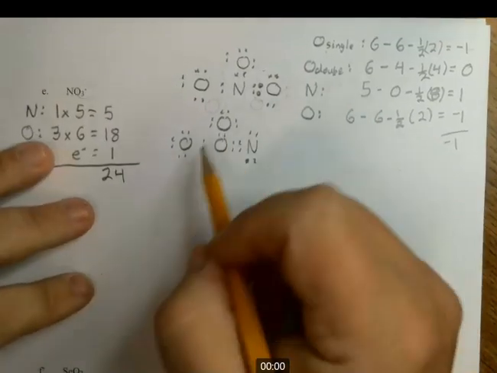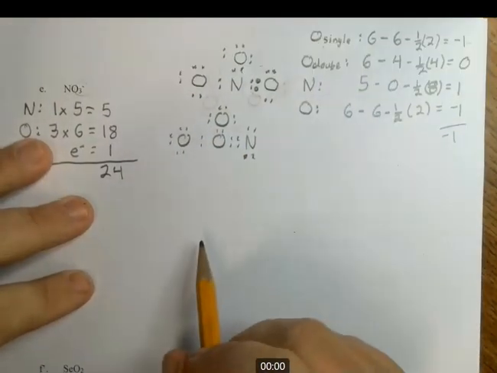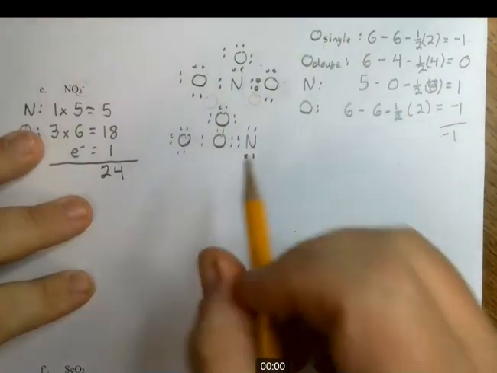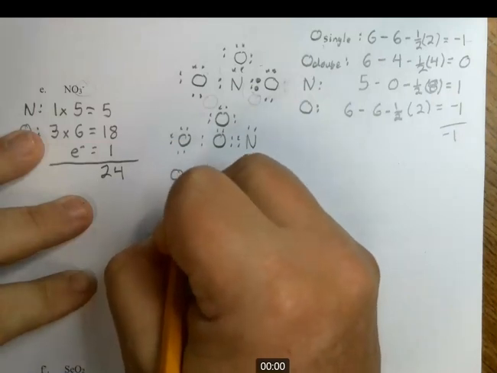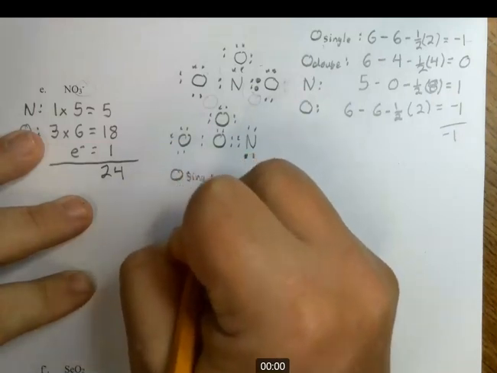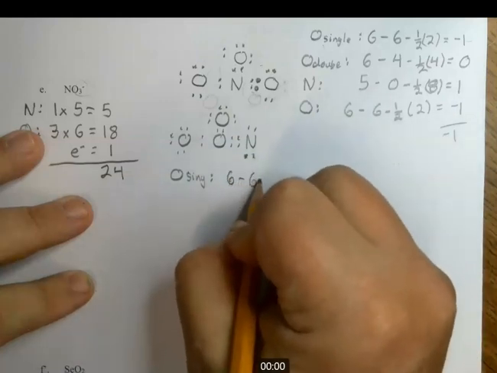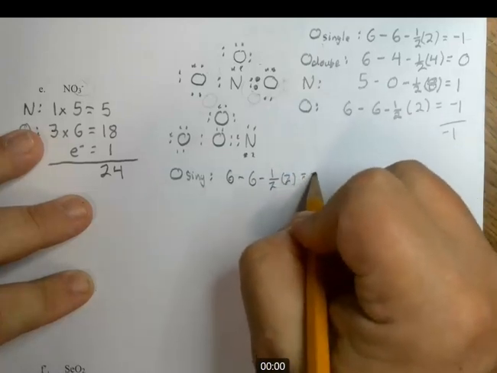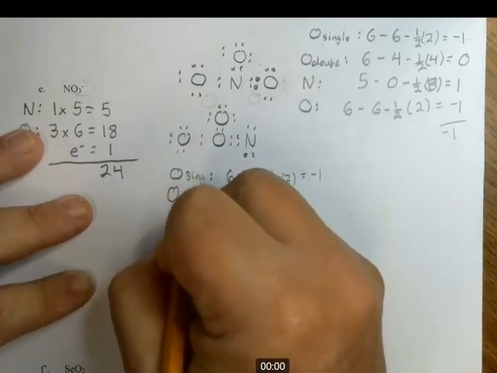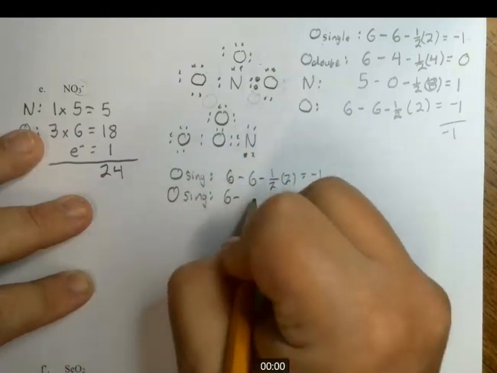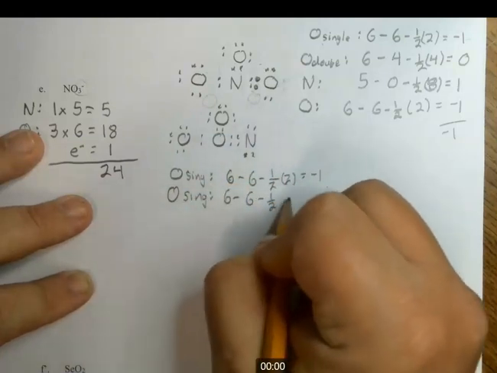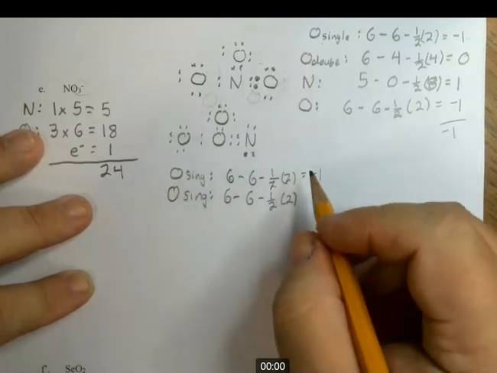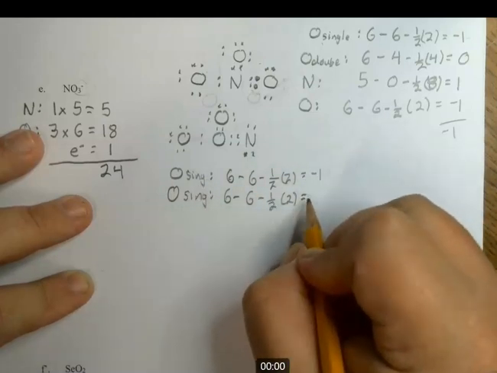Okay, so now let's do the 2 single bonded oxygens there, and they are going to be exactly the same as what they were up here. So let's just write that O single, and that's going to be 6 minus 1 half of 2 equals negative 1. Let's just go ahead and write it a second time because we have 2 of them. Again, the reason you're doing that is because when you add up these final charges here, they have to add up to negative 1. So you need to have that negative 1 there twice.